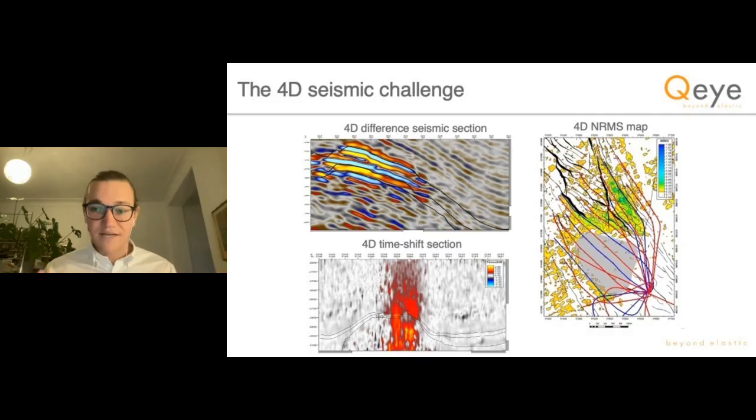And the goal of our 4D seismic inversion process is to combine all of these different data sets together to create outputs that are more directly interpretable, have less ambiguity and noise in them, and ultimately result in products that hopefully are more directly representative of changes in reservoir properties.